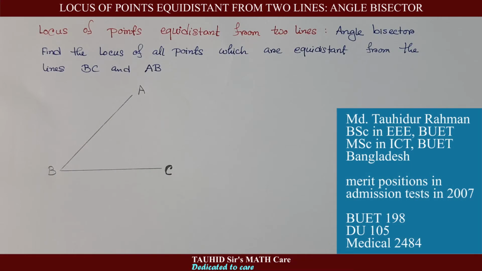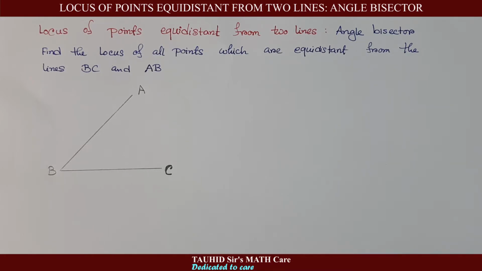Now we will talk about the locus of points equidistant from two lines. Actually, this is an angle bisector of the angle created by those two lines. For example, here you are asked to find the locus of all points which are equidistant from the lines BC and AB. You can see here two straight lines AB and BC, and they create an angle ABC.